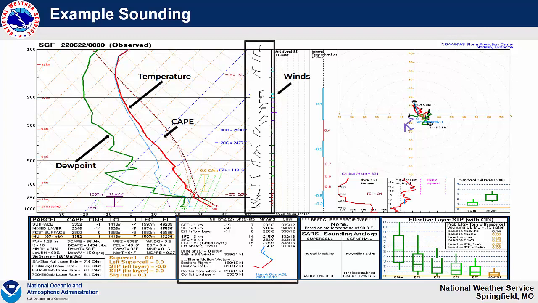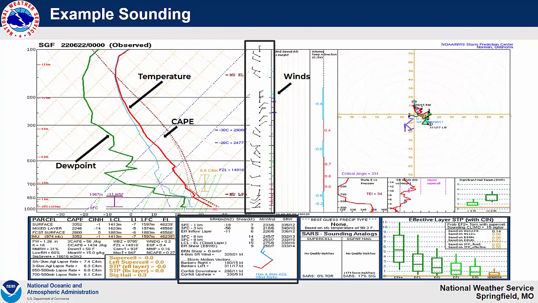Now you'll also notice the wind staff, and you can see the various wind bars as you go up in the atmosphere. Now the wind staff can show us the storm relative helicity, the mean winds, and it can also show us the wind shear. And wind shear is just the change in either the wind speed or the wind direction with height. Now this can help us determine if the storms can then become severe, and it can help us determine a bunch of other great useful information.